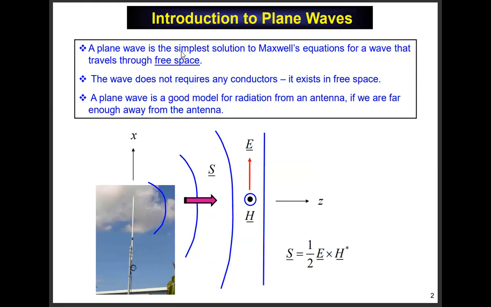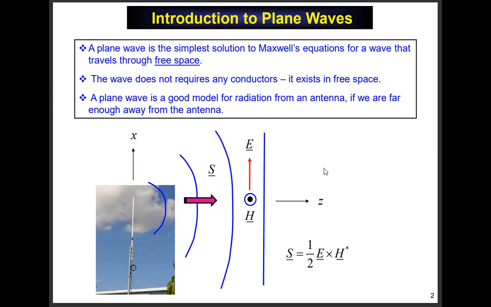First thing it says is a plane wave is the simplest solution to Maxwell's equations for a wave that travels through free space. A plane wave is a wave, we'll say more about it mathematically in a second, but the word plane wave comes about from the fact that on this plane here, the fields are constant. That plane is perpendicular to the pointing vector, the direction the power is flowing in the plane wave. In this case, imagine a plane wave carrying power in the z direction. So the fields will be constant on this perpendicular plane right here.